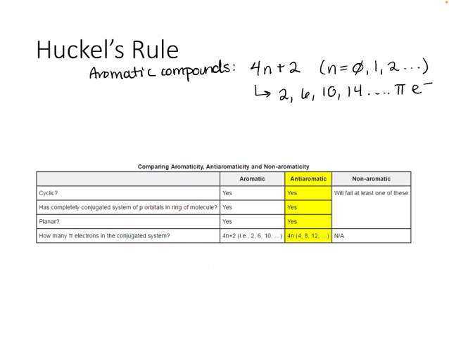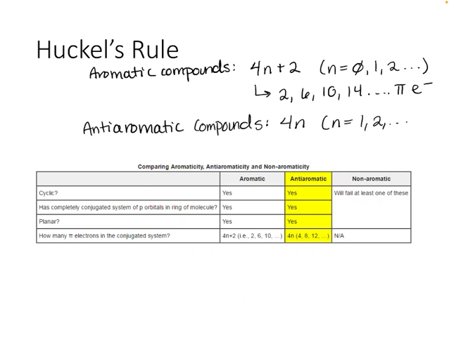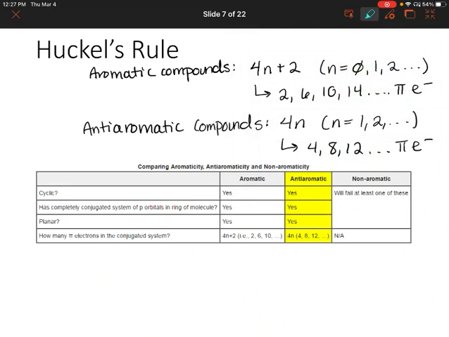Now, there's actually another term which is anti-aromatic. And anti-aromatic compounds look pretty similar to an aromatic compound, except they contain 4n pi electrons, where n is 1, 2, etc. So you would have 4, 8, 12, etc. pi electrons. Now, there's also a few other parameters we have to keep in mind when we're trying to determine whether a compound is aromatic, anti-aromatic, or non-aromatic. So in the table below, we have parameters for aromatic compounds, for anti-aromatic compounds, and for non-aromatic compounds.